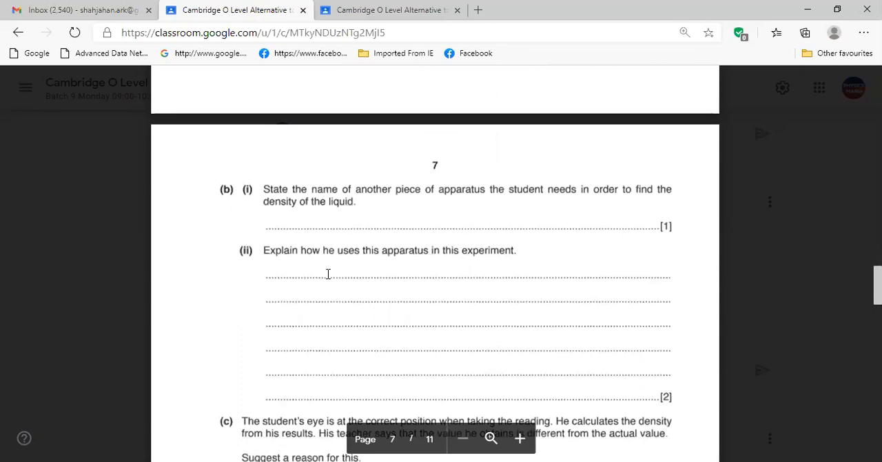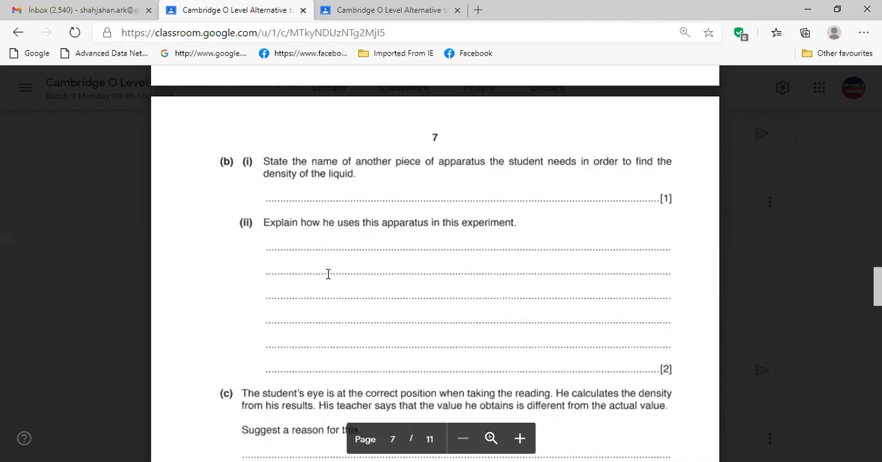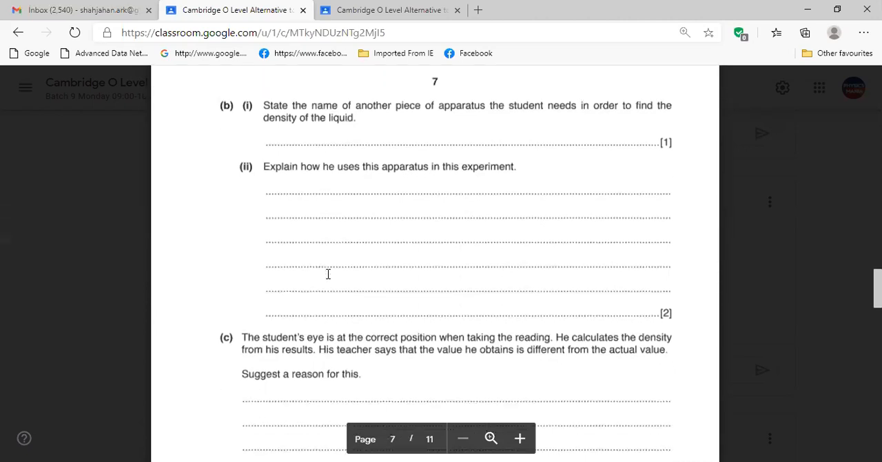Then next, Abir, read it. B1. State the name of another piece of apparatus the student needs in order to find the density of the liquid. So what does he need? Balance. He can use the balance scale. Balance for measuring the mass, right? So volume is already there. Now we need mass to get the density. So for getting mass, we need a balance, right? Balance or scale, whatever you like. Balance is mostly used.